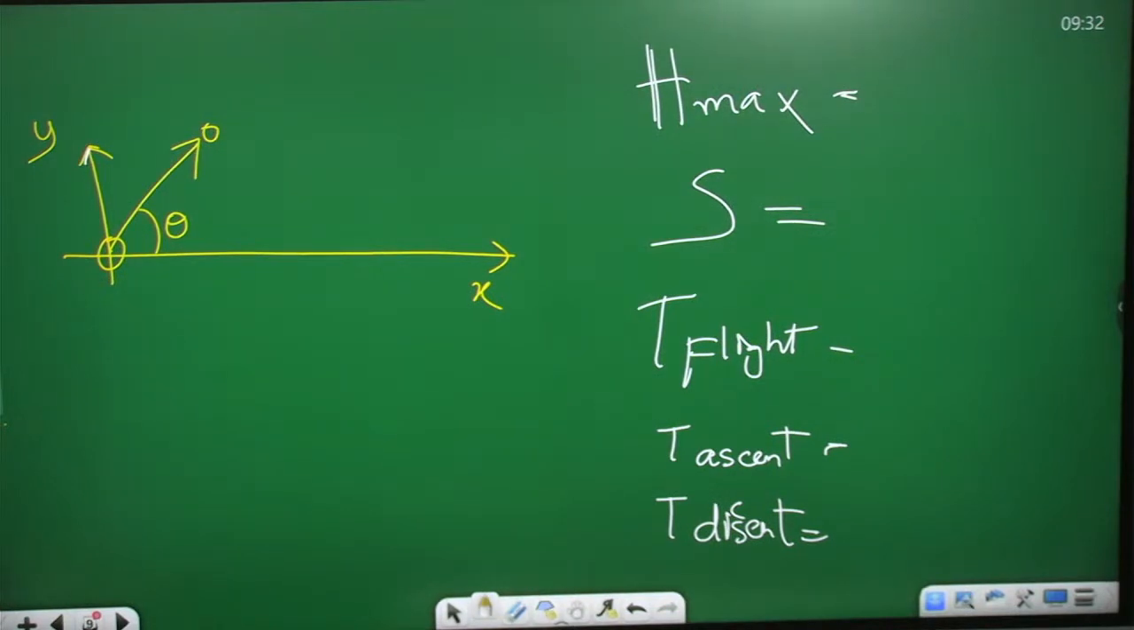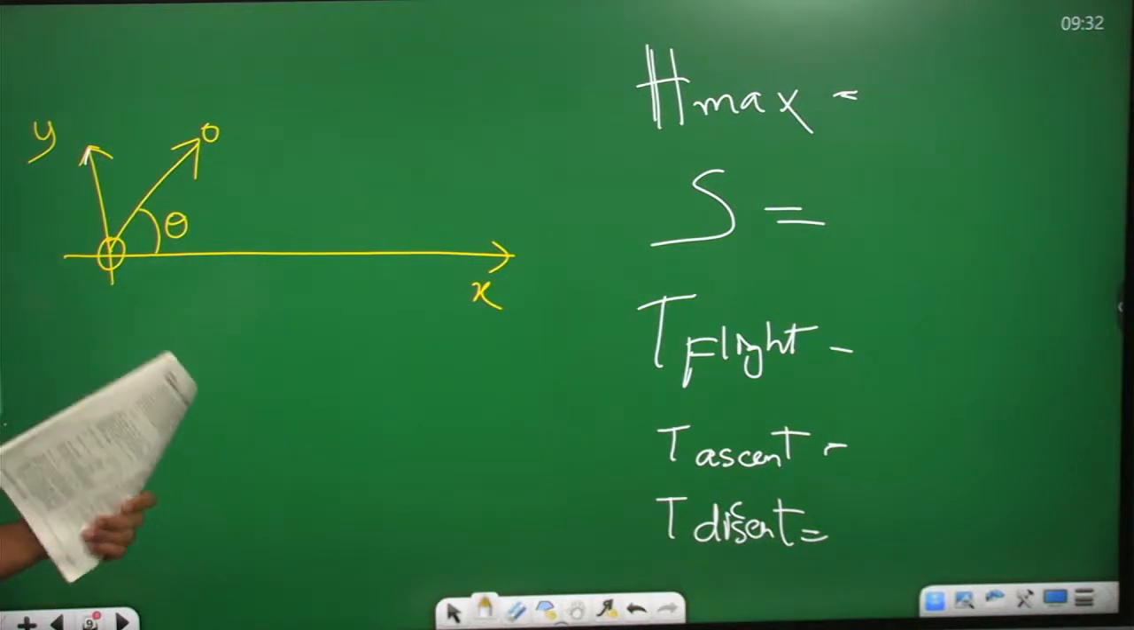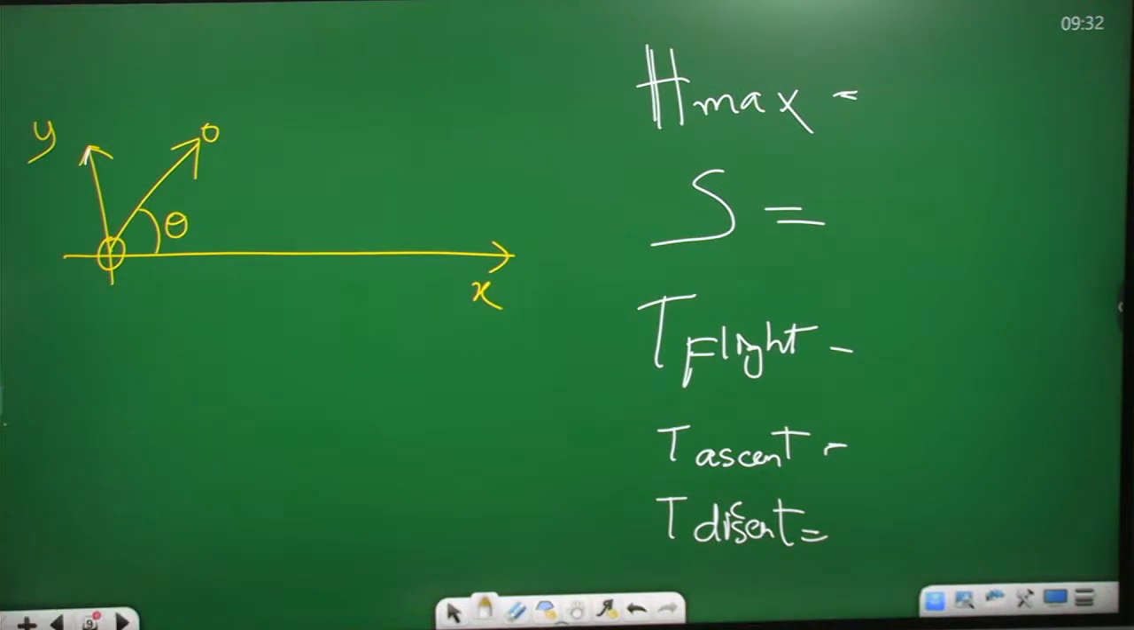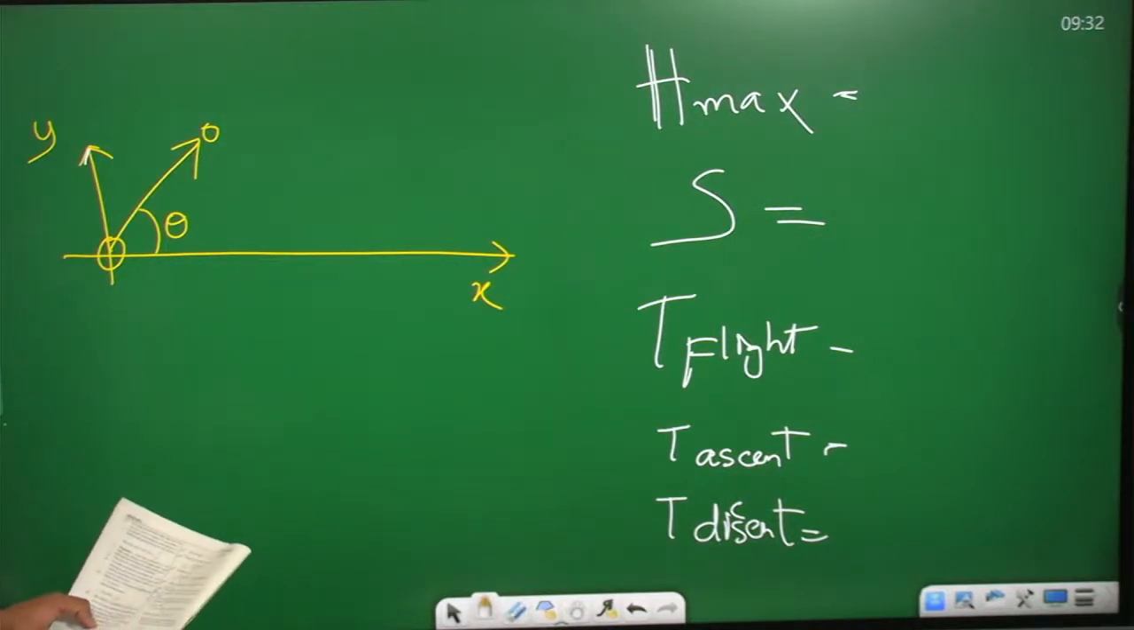Mr. Vivek is saying that I have a PDF of all formulas. Okay, Mr. Vivek, you may have the PDF, but try to check whether you know them or not. Try to write the formulas and check whether you are getting them right or not.